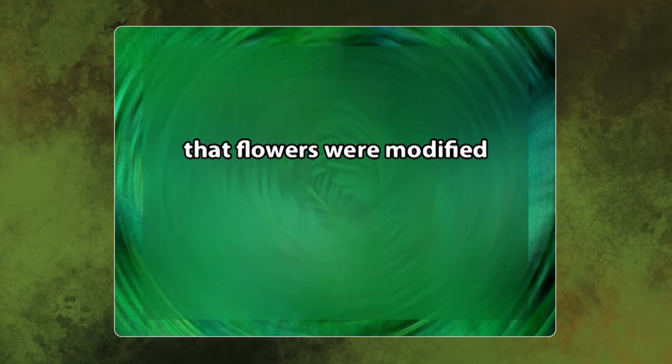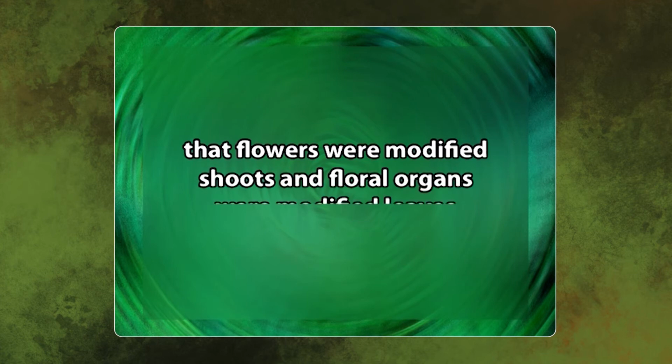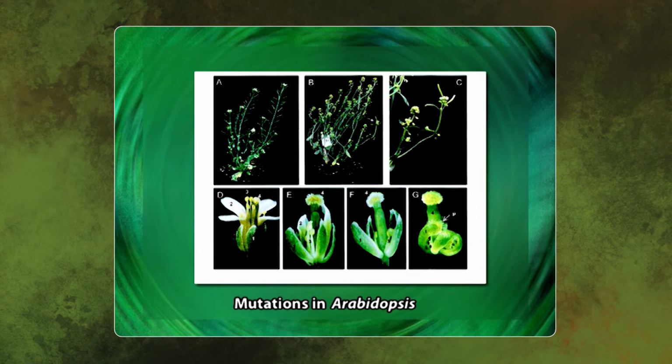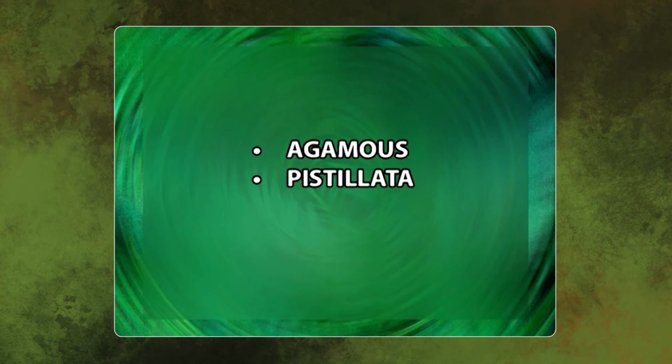About 200 years ago, the poet and naturalist Goethe suggested that flowers were modified shoots and floral organs were modified leaves. In 1991, this assertion was amazingly confirmed by Bowman et al., who showed that they could transform the sepals, petals, stamens and carpels of Arabidopsis flowers into leaf-like organs simply by eliminating a set of floral regulatory genes such as agamous, pistillata and apetala.